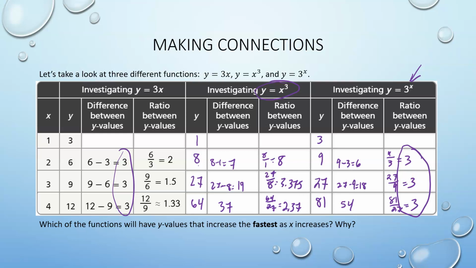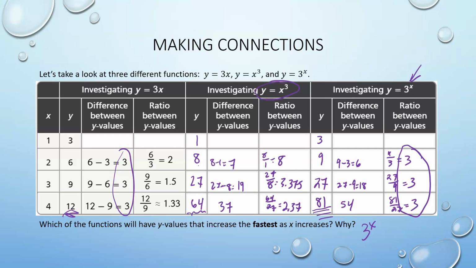At the bottom, it just asks the question, which of the functions will have y values that increase the fastest as x increases? Now remember, for all three of these situations, we put in the same x values, 1, 2, 3, 4. The linear one stopped at 12. The x cubed graph stopped at 4 cubed, but what we can see is 3 to the x actually went all the way up to 81. Because we are taking it to a higher and higher power, meaning we're multiplying a big number by itself over and over again, that is the one that is going to grow the fastest. So 3 to the x is the one that grows the fastest.